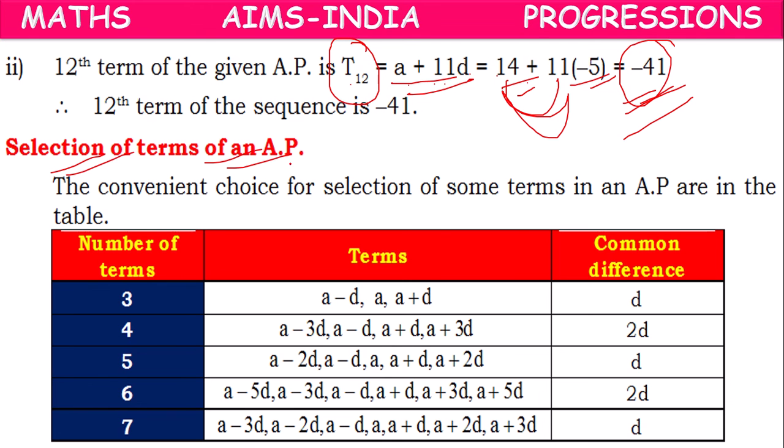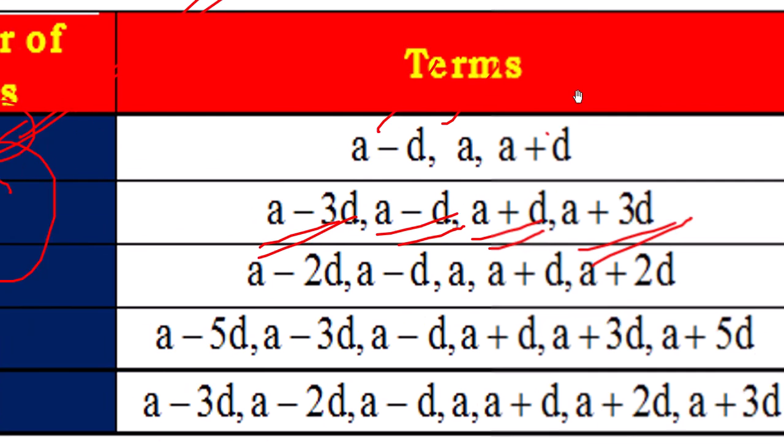So how to select the terms of an AP: based upon the problem, we have to select the terms of the AP, children, so that it will be easy in calculation. If you want to take 3 terms, we can take them as a minus d, a, a plus d, so that the common difference is d. If you want to take 4 terms, we can take a minus 3d, a minus d, a plus d, a plus 3d. So the common difference will be 2d.